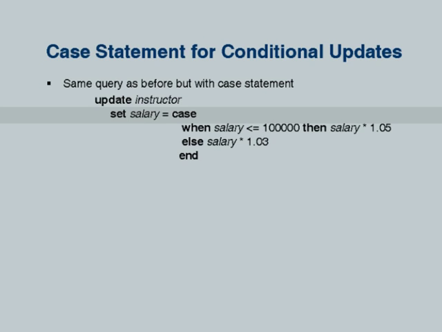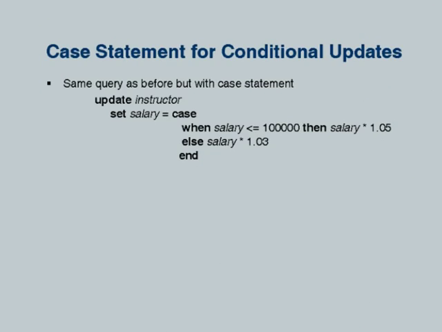Let's just look at the case construct here. Case, when salary less than 100,000, then salary star 1.5, else salary star 1.3. The case construct is returning a value. Now if you know the C language, the case statement there is slightly different.